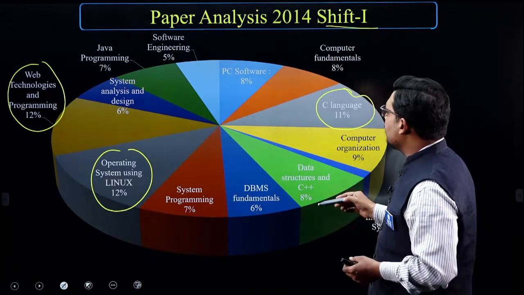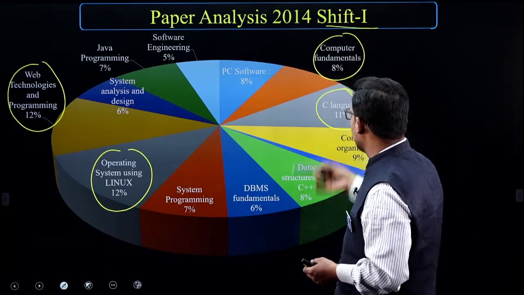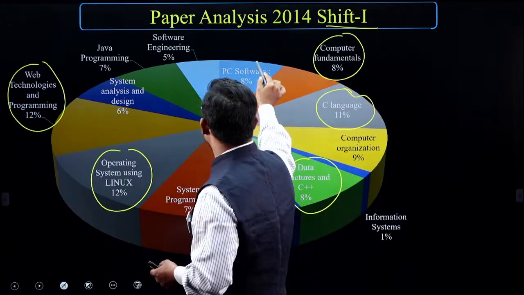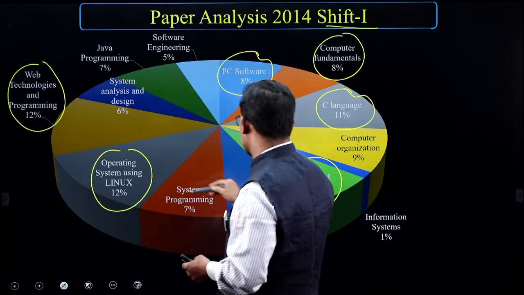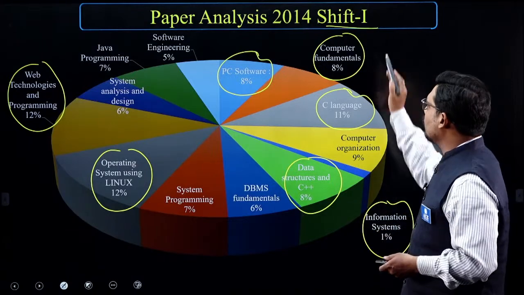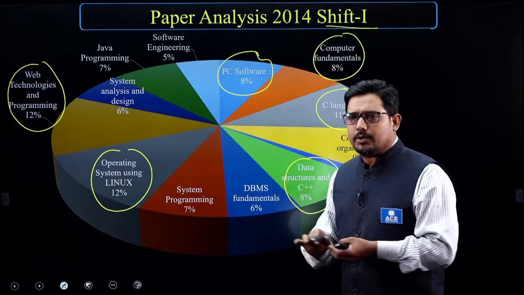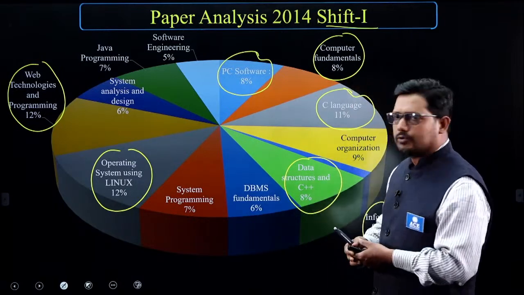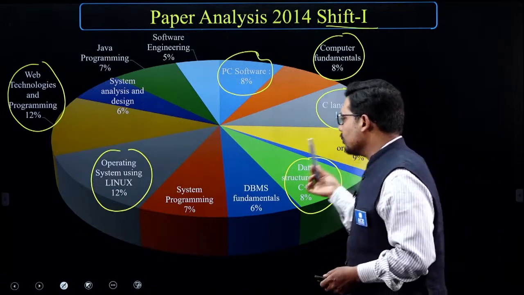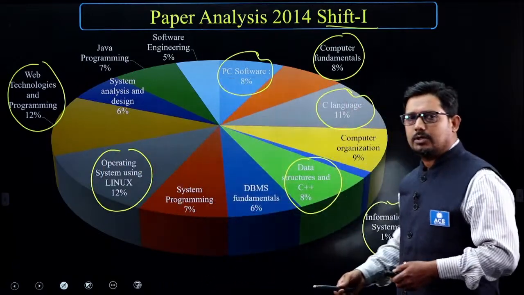The rest of the weightage is in the second set: computer fundamentals 8%, data structure 8%, and PC software is also 8%, and the rest are 6 to 7%. Information system has a very small number of questions in the shift 1 paper. So it is more or less distributed; you cannot say there are a high number of questions from one particular topic, but yes, in this shift 1, C language, operating system and web technology have comparatively more questions than the other parts.